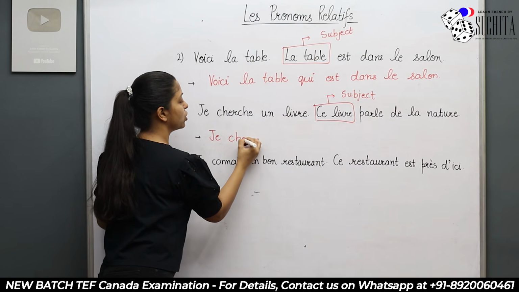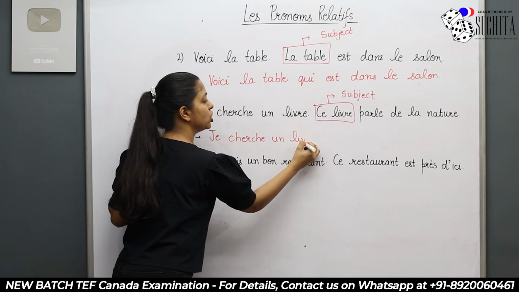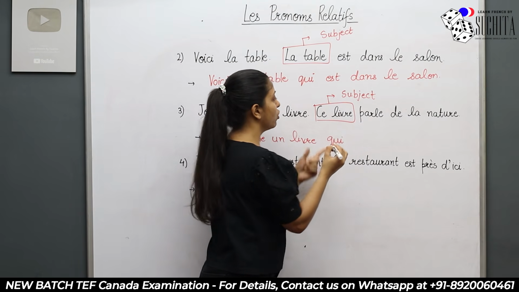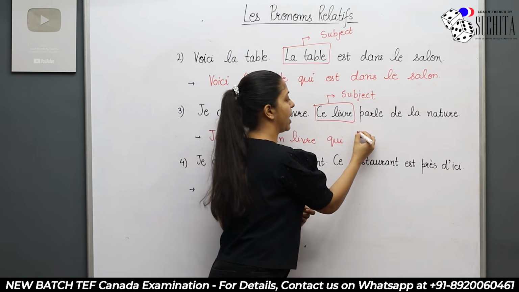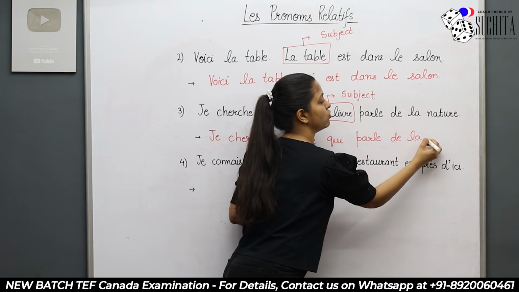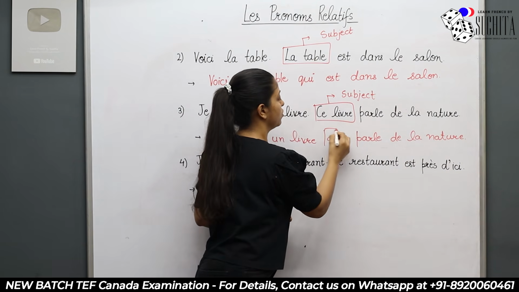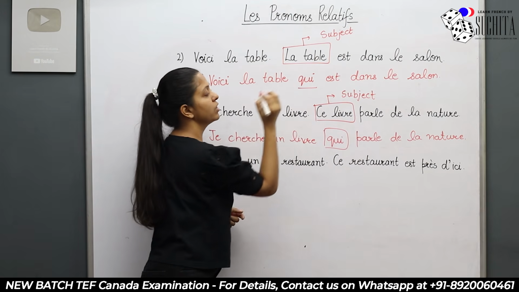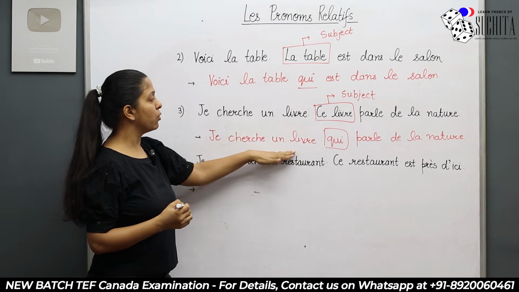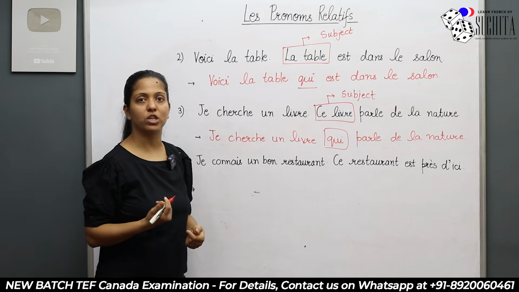Je cherche un livre. You'll write the first sentence as it is. Je cherche un livre qui. Instead of ce livre, you'll say qui parle de la nature. Bien? So this is your relative pronoun qui. Here the meaning is: I'm looking for a book which talks about nature. So here qui means which.